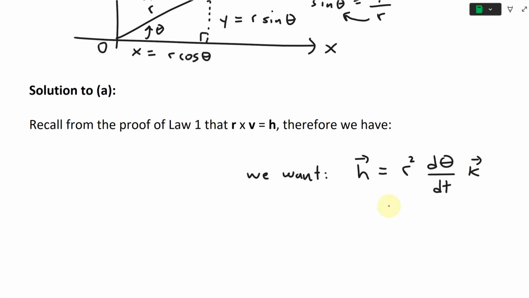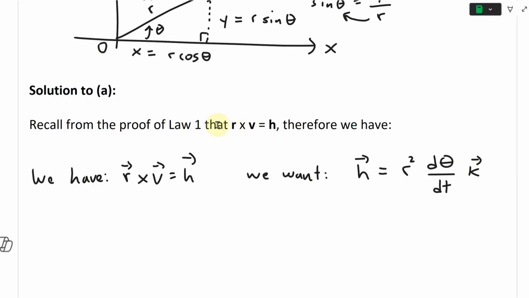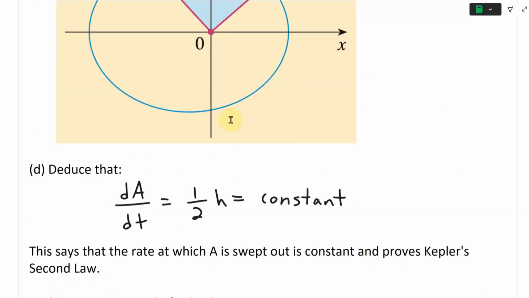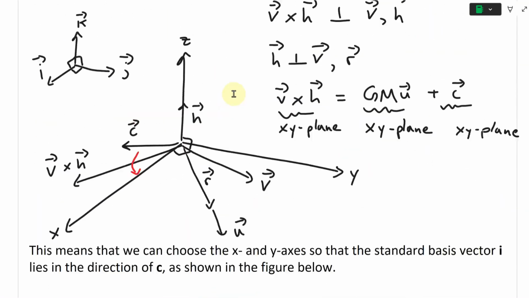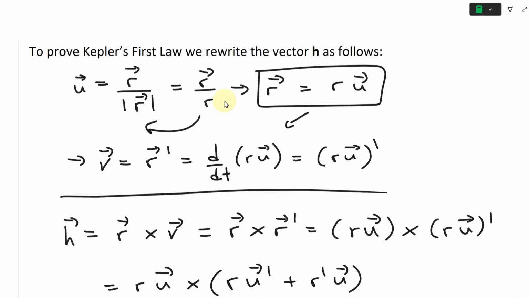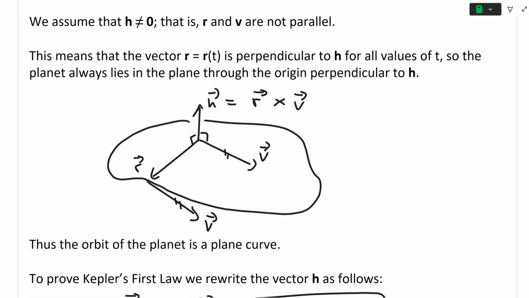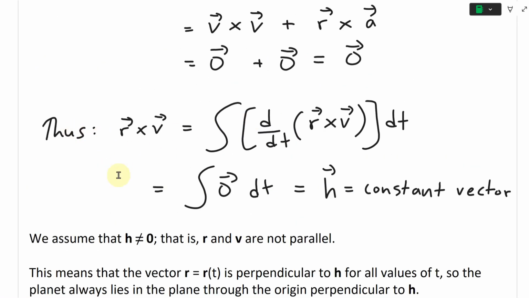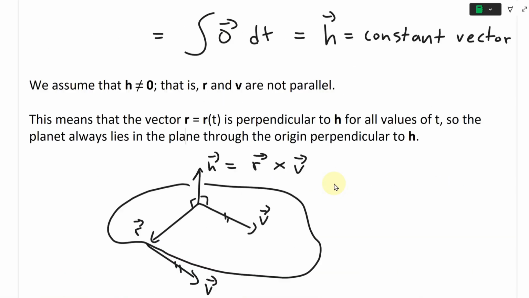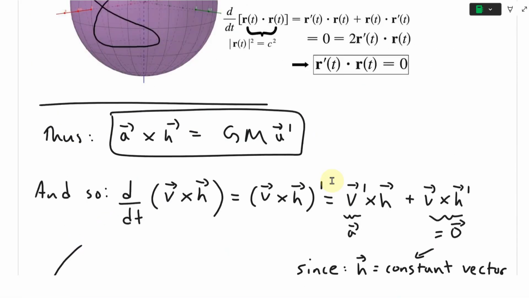Recall from the proof of law 1 that r cross v equals h. I'm going to scroll all the way back up to it, and you can see that it should be right over here somewhere. Yeah, this one right here. Remember here we showed that the h vector equals r cross v, and there's a derivation and so on, and h is a constant vector. Fascinating stuff. Let's go all the way back now.